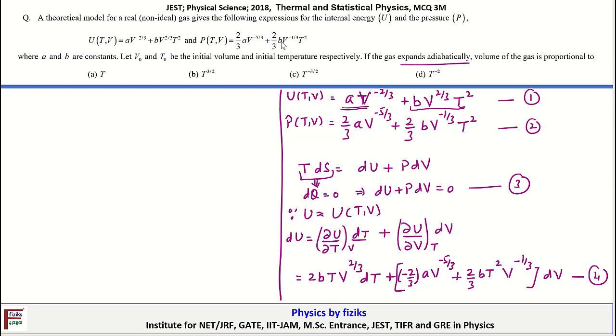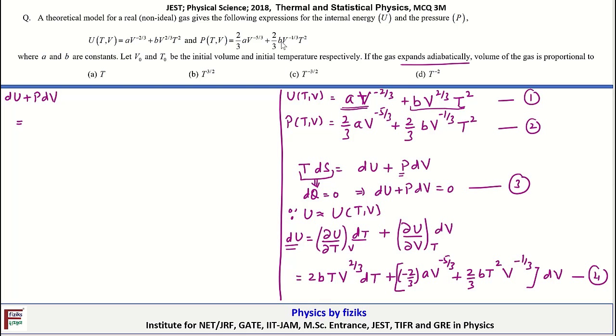Now we have an expression for du and we also have an expression for p. So we will substitute the value of du from equation 4 into equation 3, and the value of p from equation 2 into equation 3, and then we will equate this equation to 0. So therefore du plus pdv, that is equal to, now the value of du.